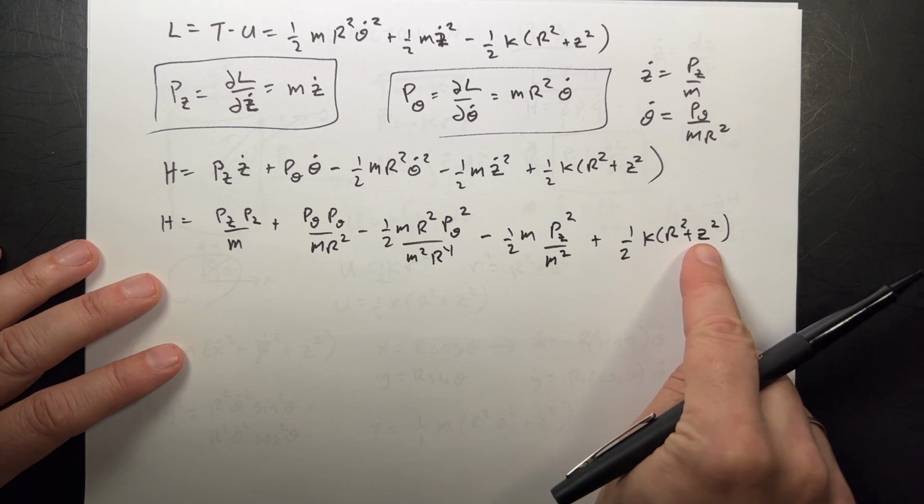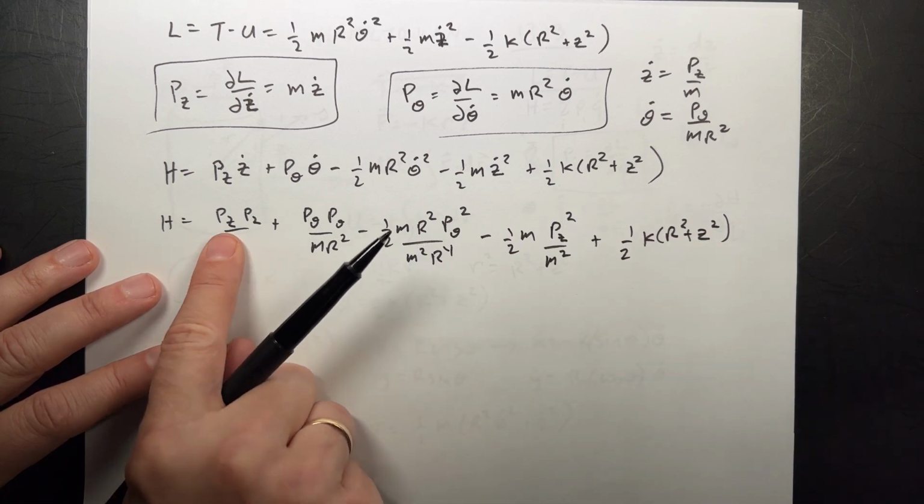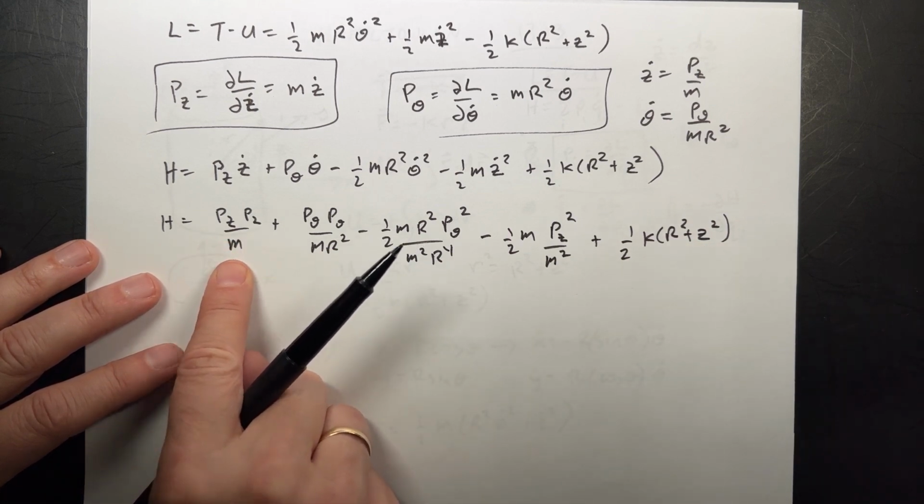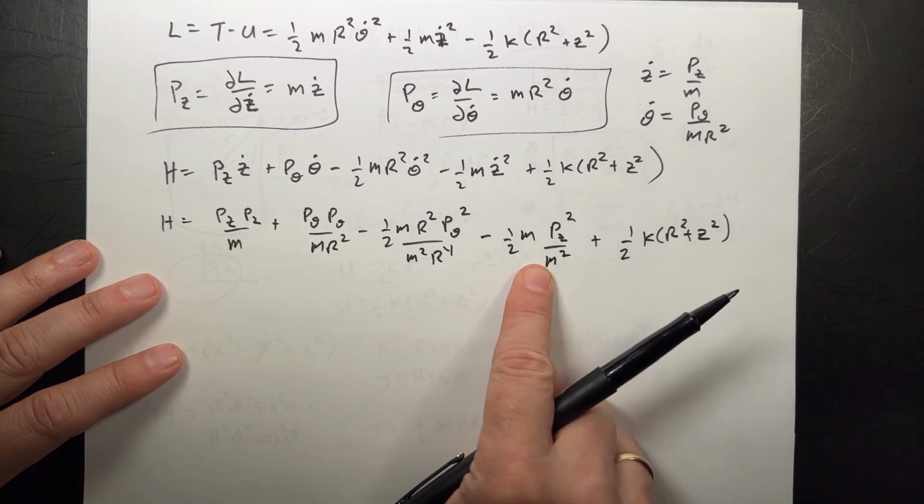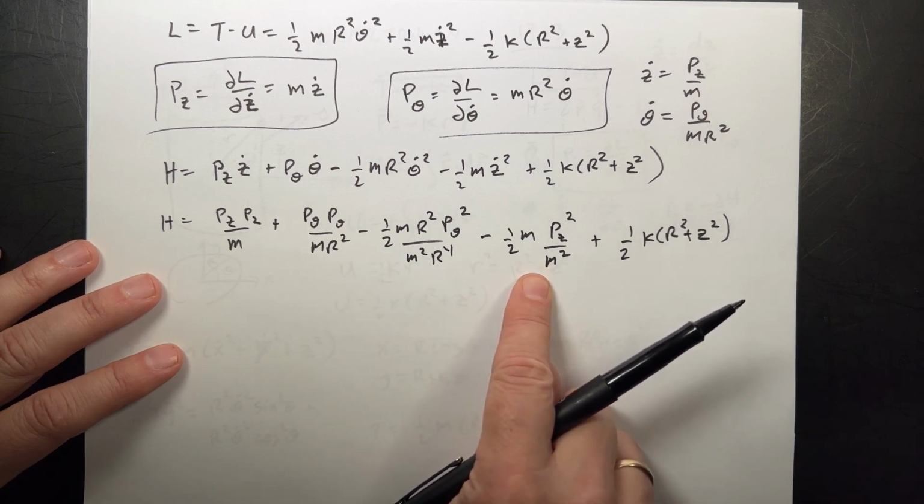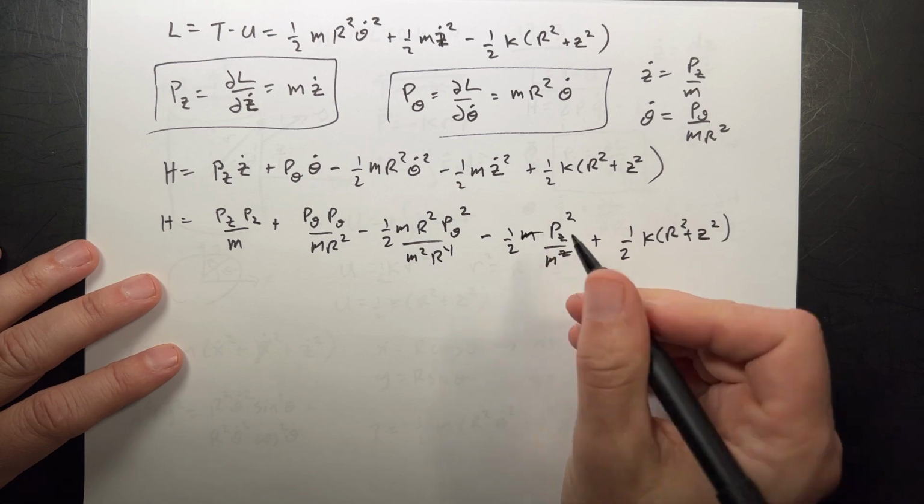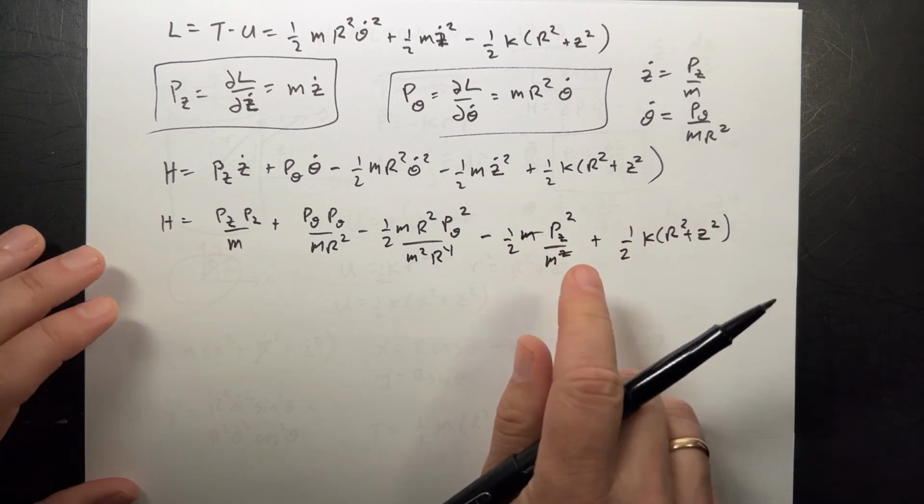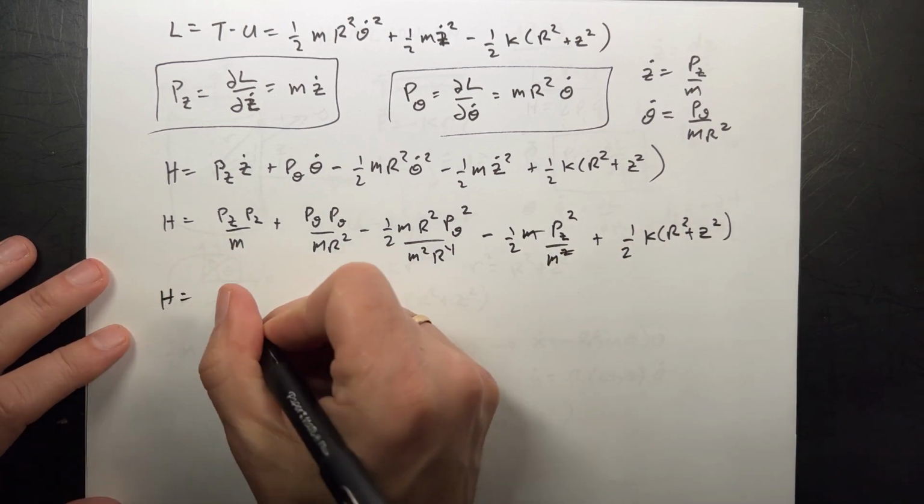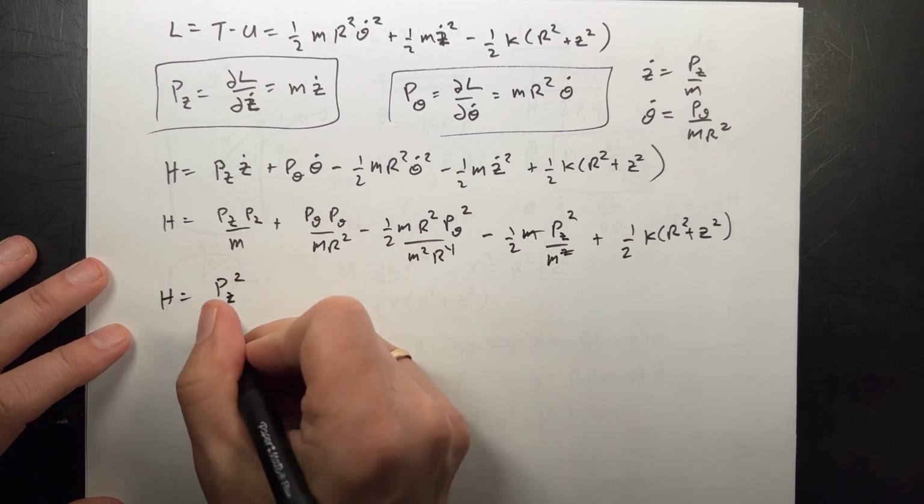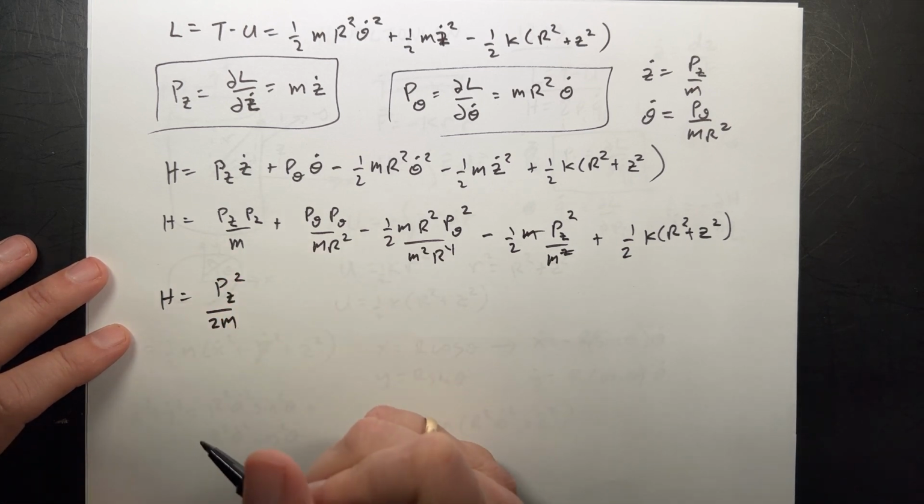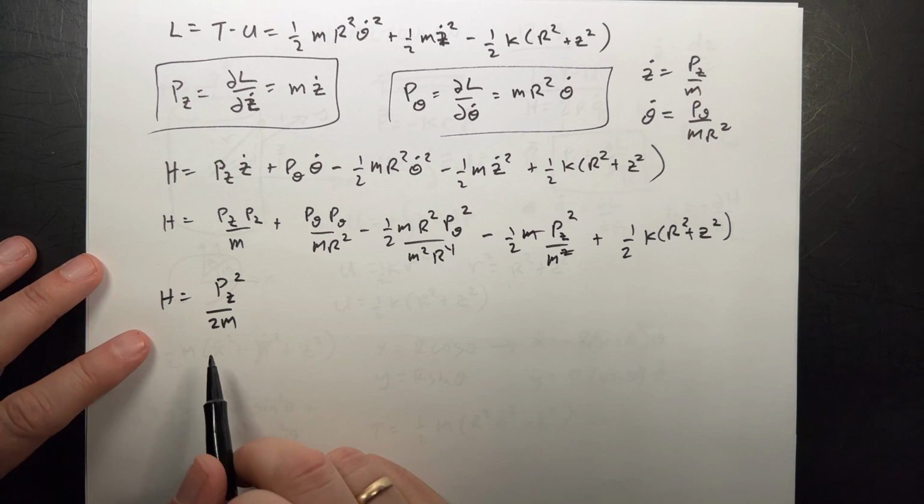That's a q. All right. So here I have pz squared over m, and here I have negative pz squared over 2m, because this cancels that. So I can add these two together and I get pz squared over 2m, which you knew. You knew the kinetic energy, that's going to be coming up.